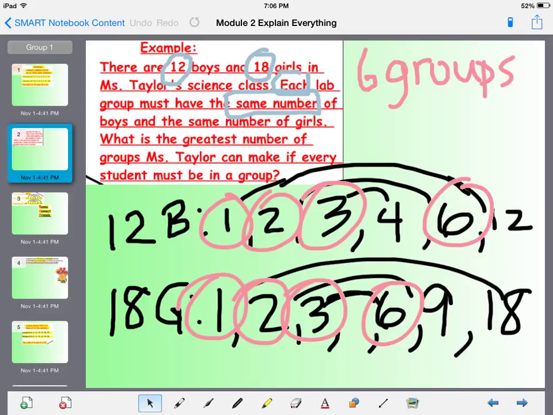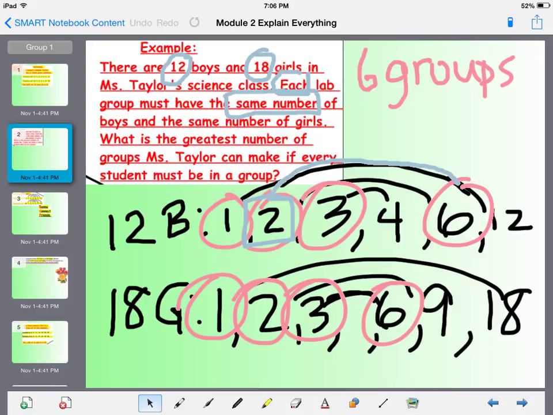We only have 12 boys. And if we have 6 groups, 6 times what number? Well, let's go back to where we connected it. 6 times 2 is 12. So there are going to be 2 boys in each of the groups.